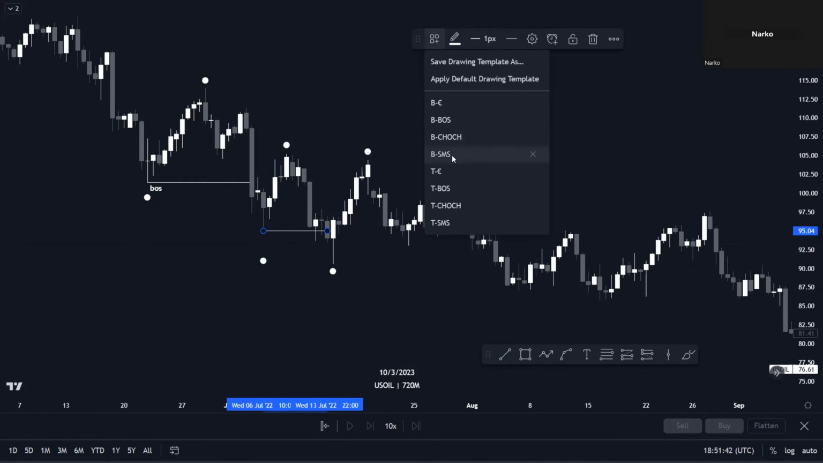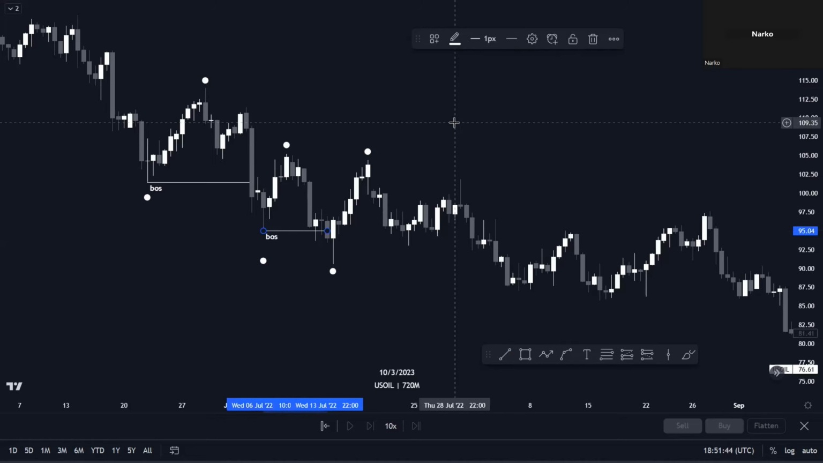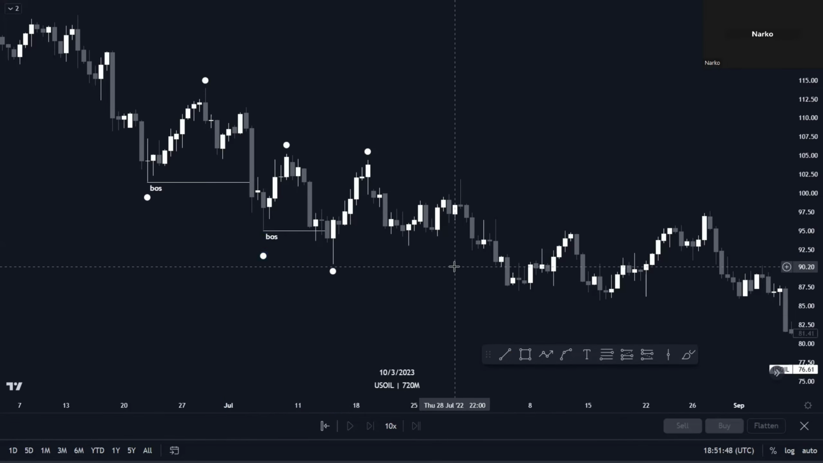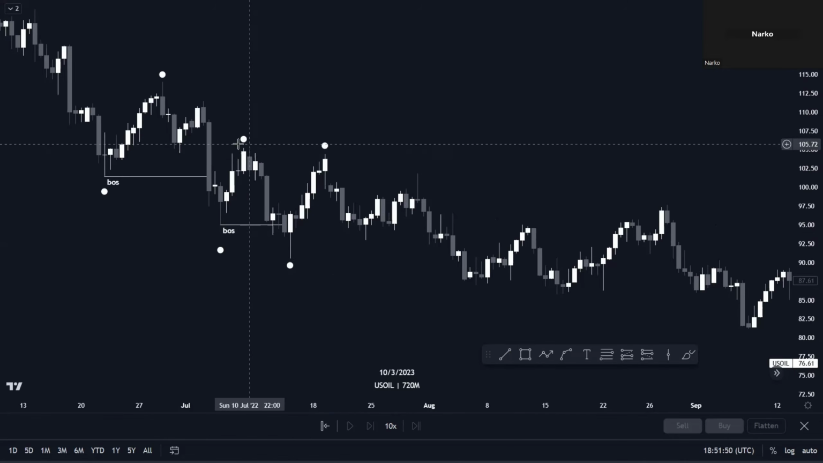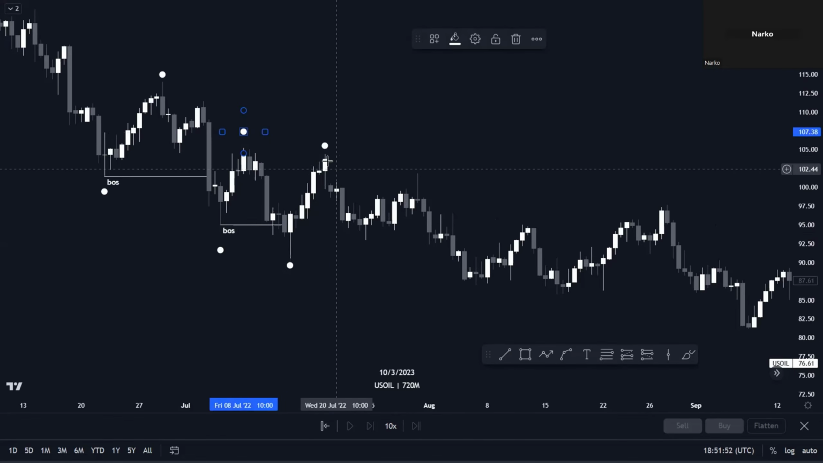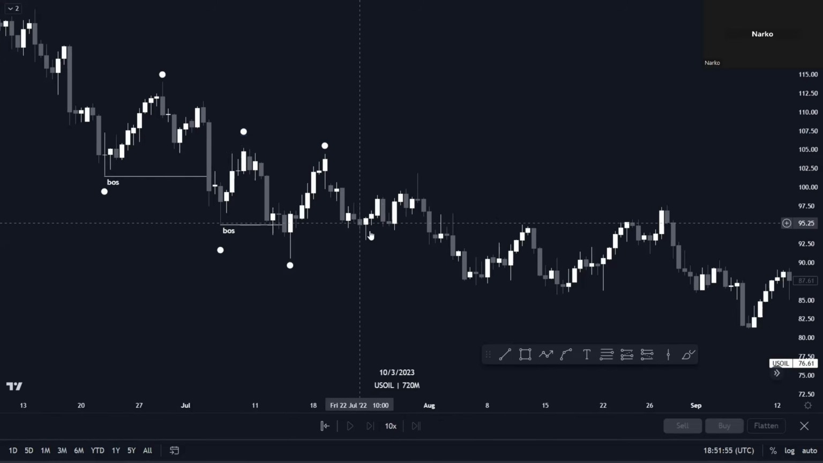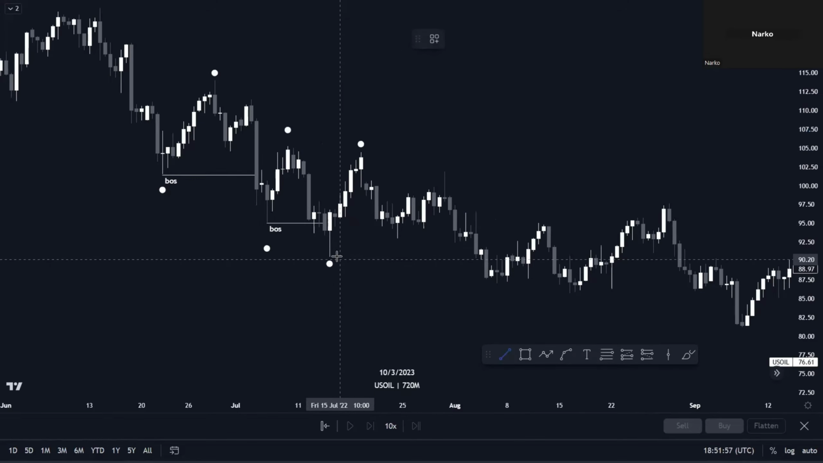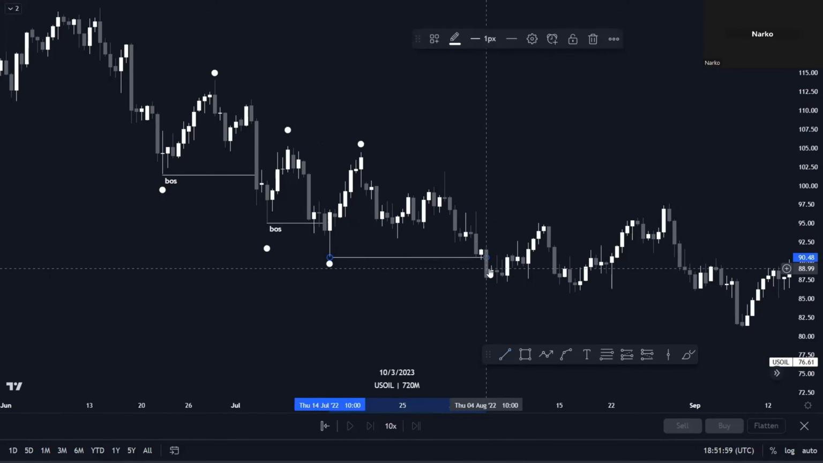and that can be considered a break of structure. Okay, and price pushed back to the upside, respecting our lower high, and pushed to the downside, violating our previous lower low.